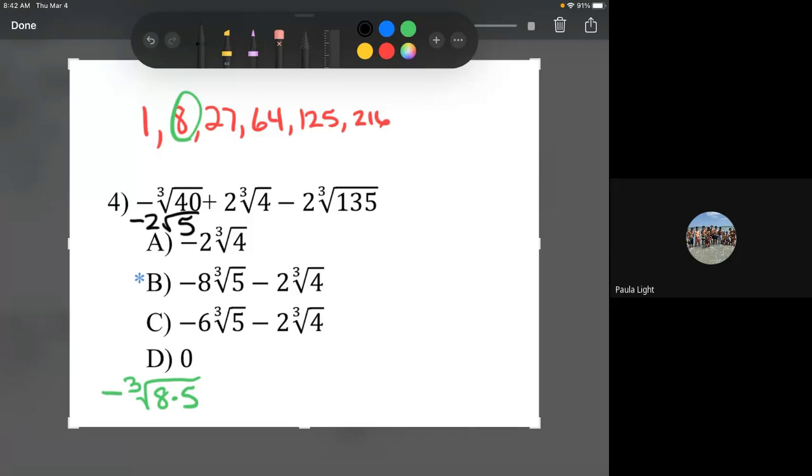Let's do the next one. Don't you need a cube? Cubic root of 5. The next one is 2 cubic roots of 4. You can't break that one down.